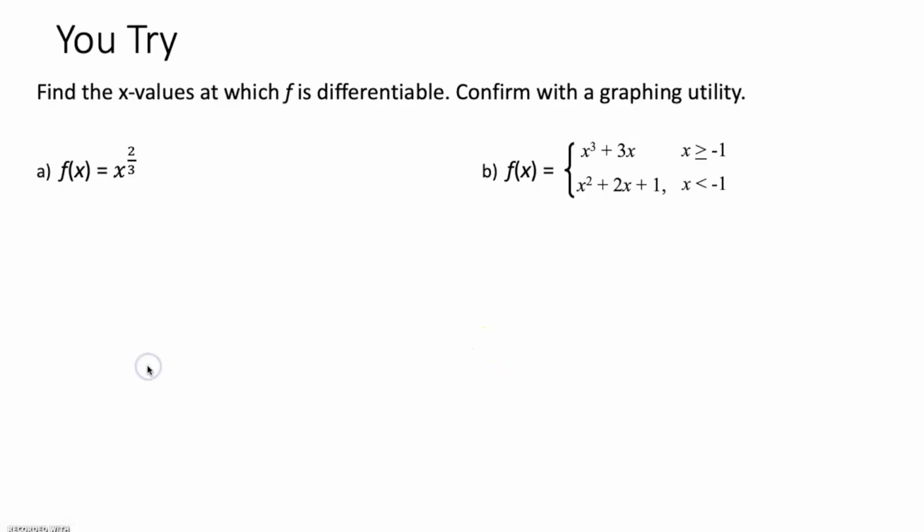You try. Now, part A, we have f of x is equal to x to the 2/3 power. So we have our variable being raised to an exponent that is less than 1, which automatically makes you think, okay, it's either going to be a vertical tangent line or a cusp. So which one is it?